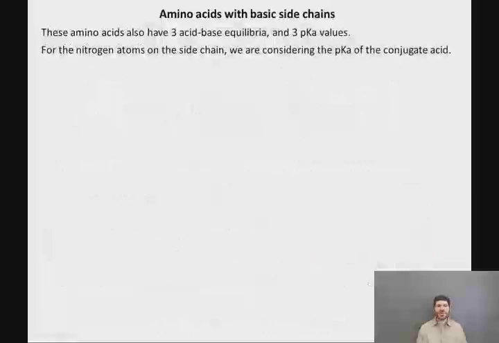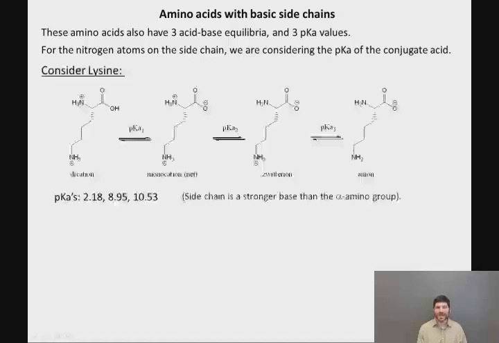We can do a similar analysis for the amino acids with basic side chains. They also have 3 acid-base equilibria, and they also have 3 pKa values. So what you have to remember is for the nitrogen atoms on the side chain, we are actually considering the pKa of the conjugate acid. So let's look at lysine, just like we looked at glutamic acid. So at low pH, the two amines are protonated, and of course the carboxylic acid is protonated too. So you end up having a dication.